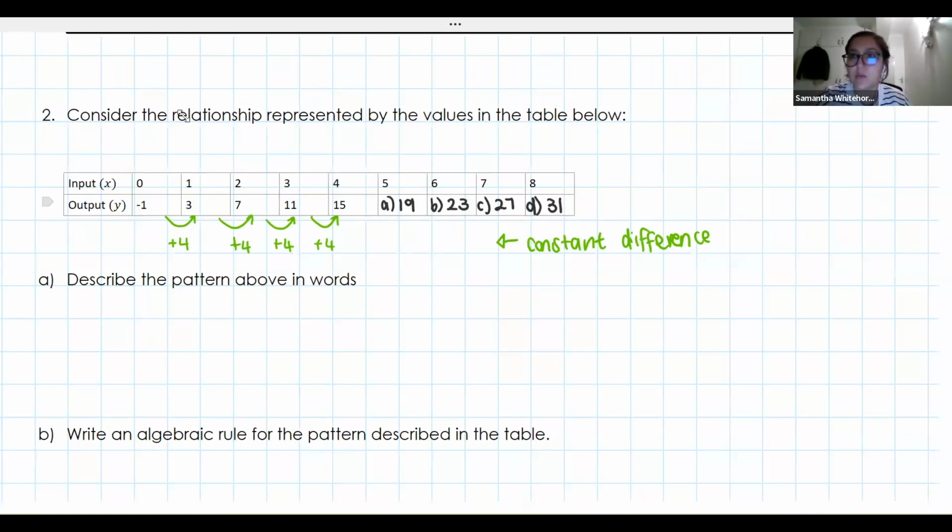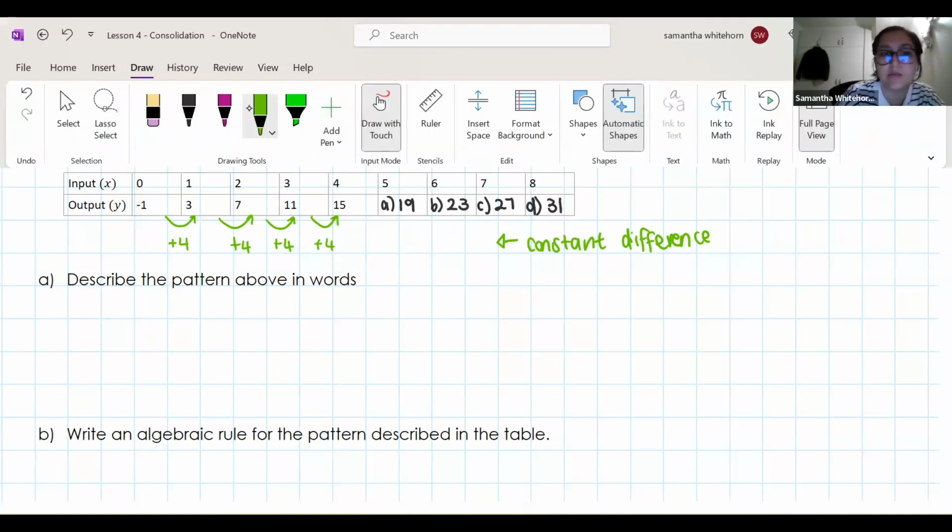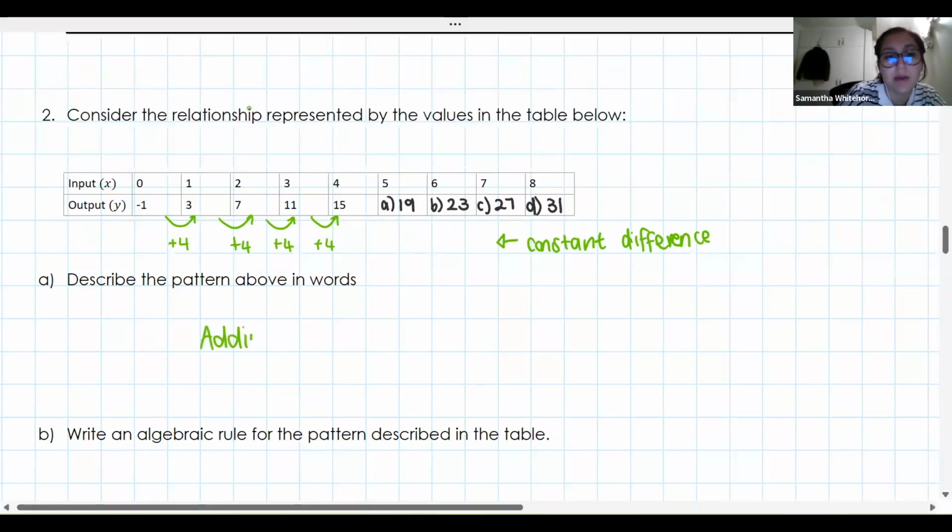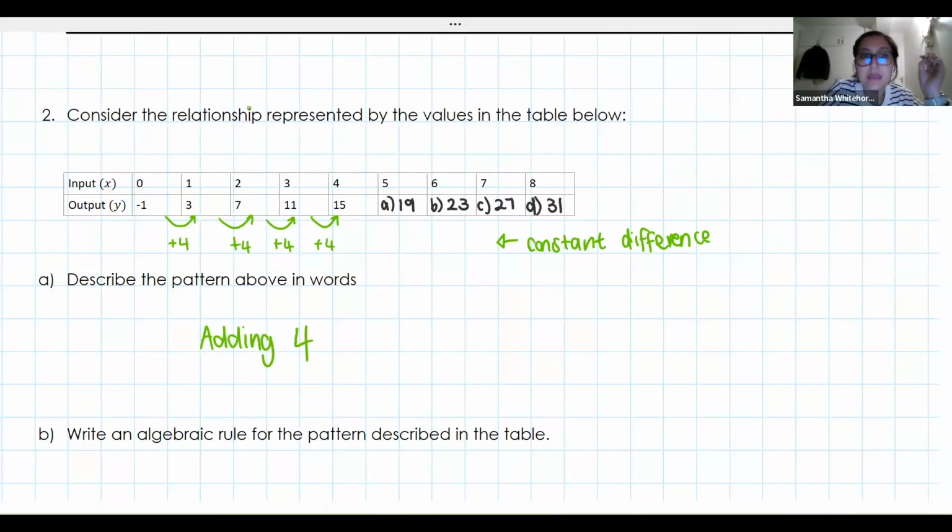Okay, so now that we've got that, we can move on to our next question, which is asking us to describe the pattern in words. We've already done that. You guys have done that for me. We were adding 4 each time. Our constant difference was positive 4.